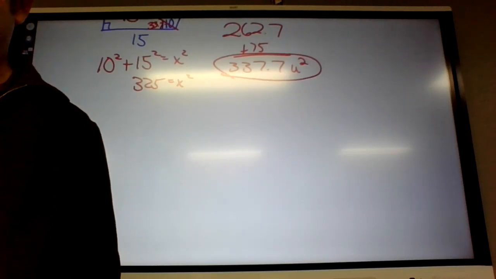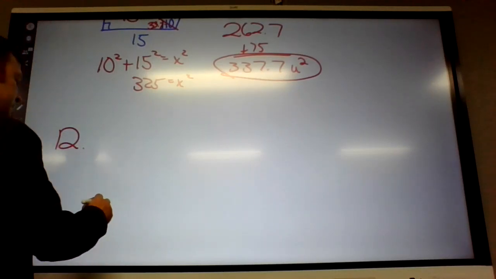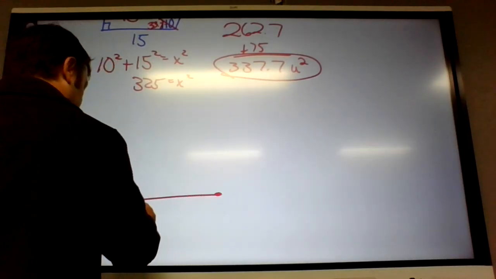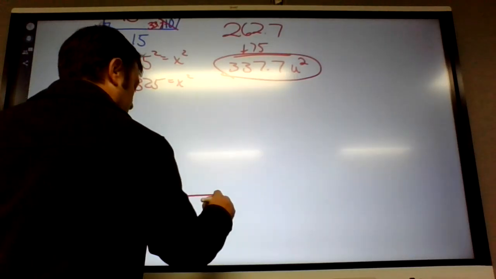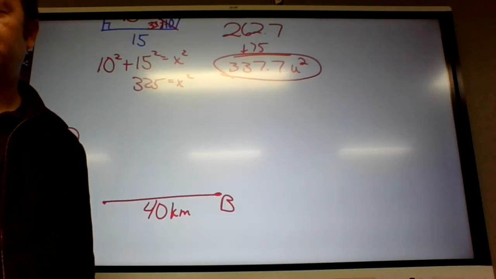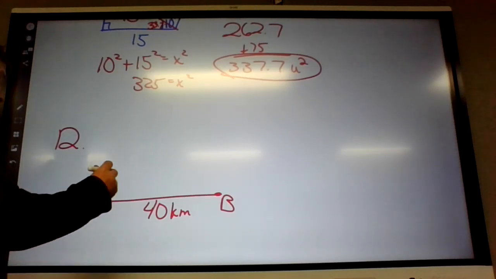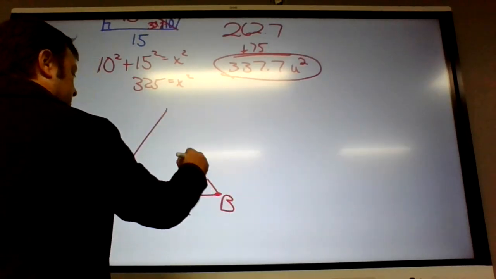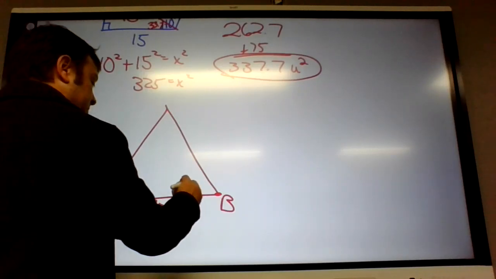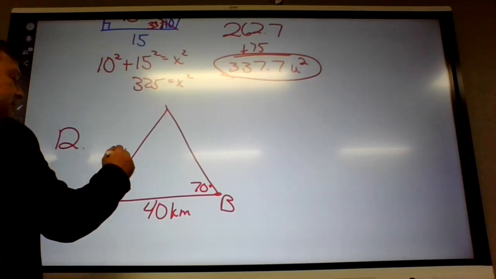Okay, they did draw a picture for this one. It says observers at point A and B, 40 kilometers apart, sight an airplane at angles of elevation, we'll say 50 and 70 degrees. So when they're looking up, this one's looking up at a 50 degree angle, this one's a 70 degree angle. As shown in the diagram, how far is the plane from each observer? So, here's the airplane.